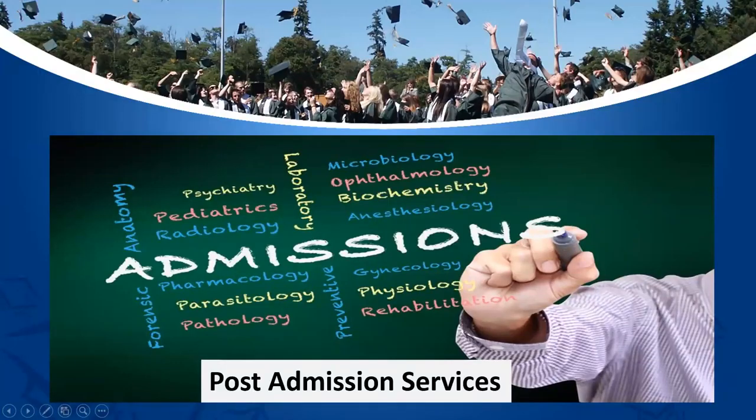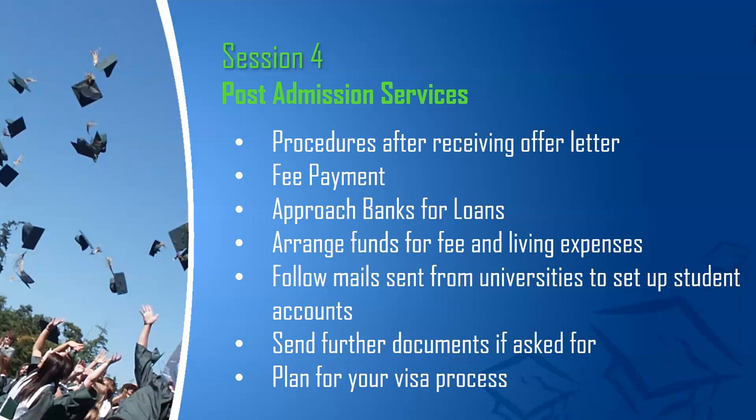So let's see what happens once your offer letter comes, which is called the post-admission service. Now, once the offer letter comes, you know where you're going, which college, which course, which program, which country. So there are a lot of things that need to be done once the post-admission services happen. That is, we need to communicate to the university regarding a lot of procedures, accepting offers, enrollment procedures, registration procedures, sending them any balance documents, fee payments. And this is the time students approach banks for loans with the conditional or unconditional offer letters. They start arranging for fees and living expenses. Parents start arranging for funds, follow-up mails being sent to universities, and sending further documents if required.